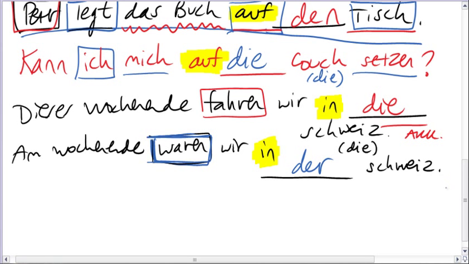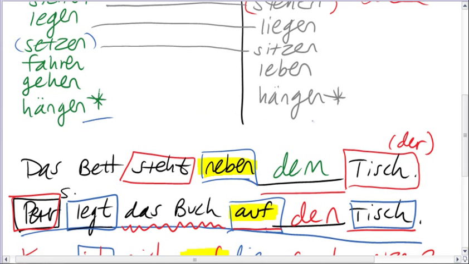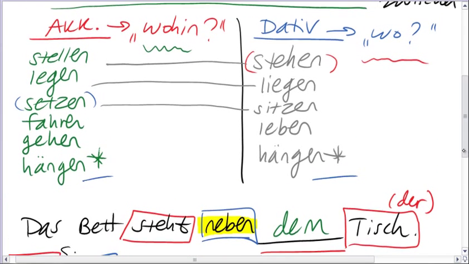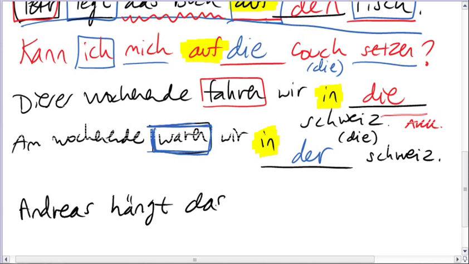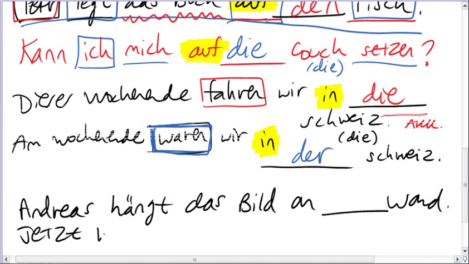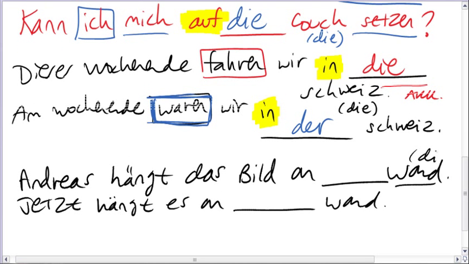So, in order to really drive it home, let's use the tricky example of hängen, which we asterisked up here a couple times. So, you see this in both verb lists, accusative and dative. So, why is that? Well, because of the following. So, let's say, Andreas hängt das Bild an die Wand. Jetzt hängt es an der Wand. Tricky business. So Wand means wall, right? It's die Wand. So Andreas, this person, hängt das Bild an blank.